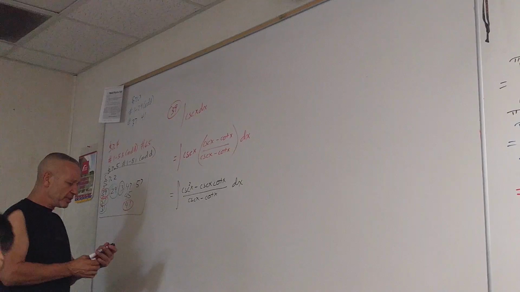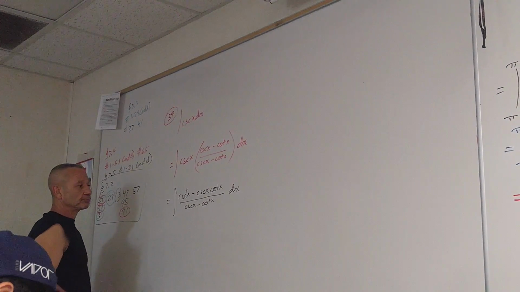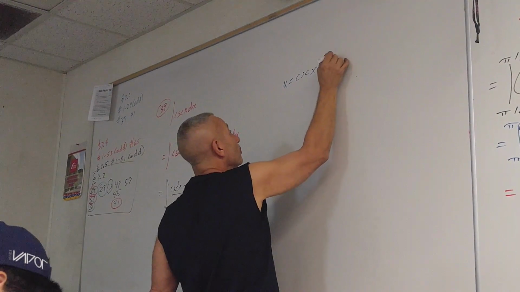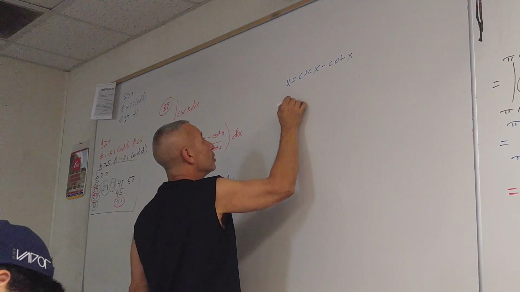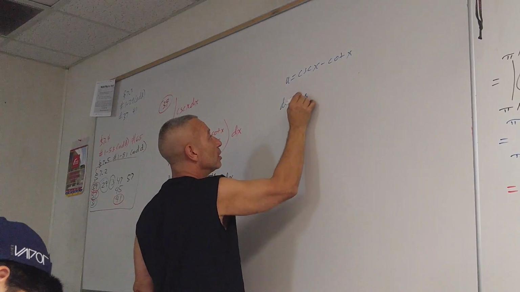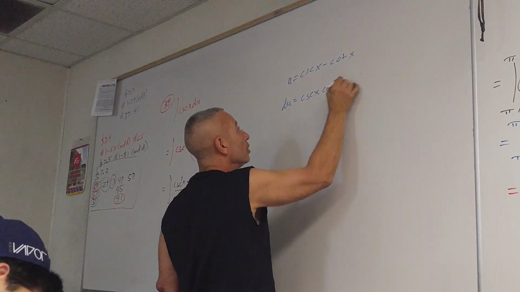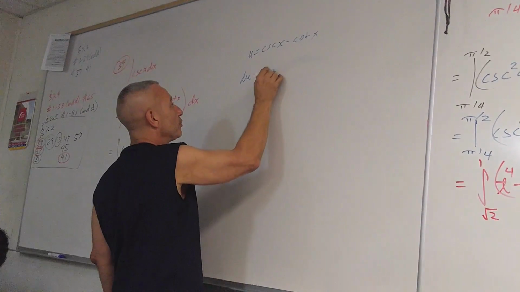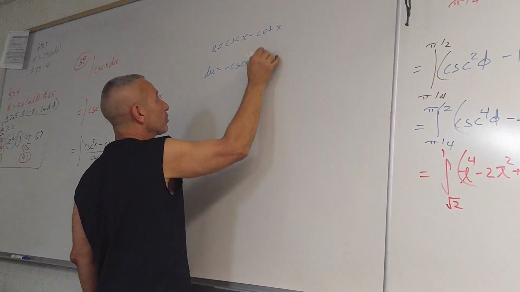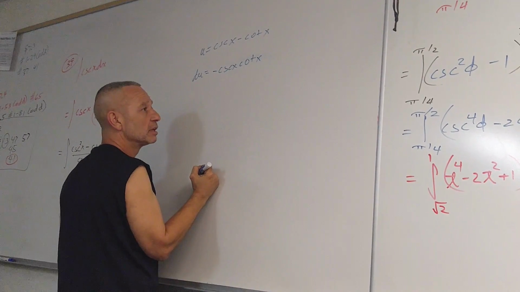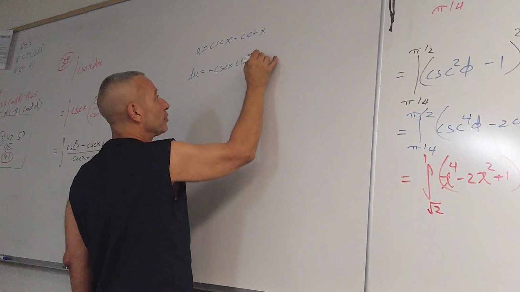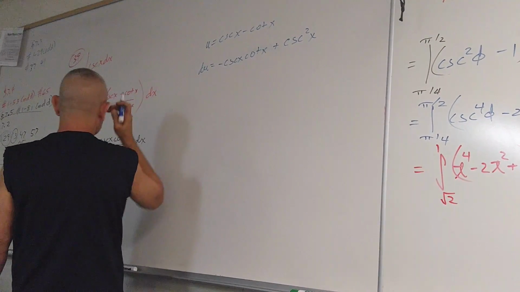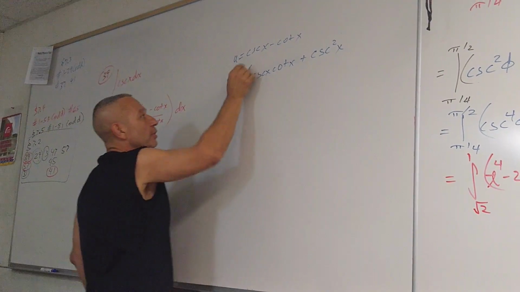So if I let u be the denominator, then du will be the derivative of cosecant, minus, excuse me, there's a minus generated there, right? Minus cosecant x cotangent x. The derivative of cotangent is minus cosecant squared, so plus cosecant squared. Did that work? Oh, it did. dx.